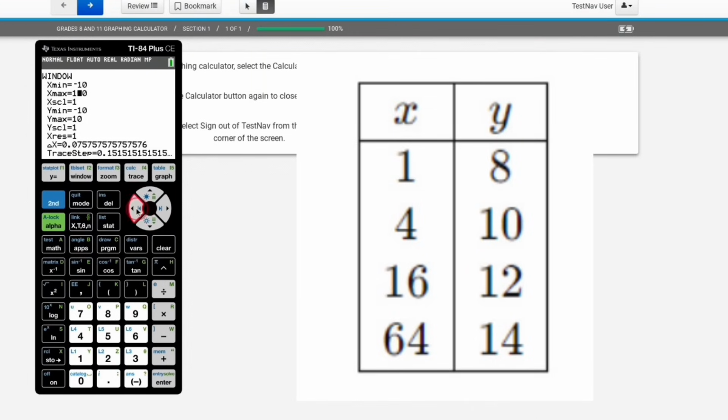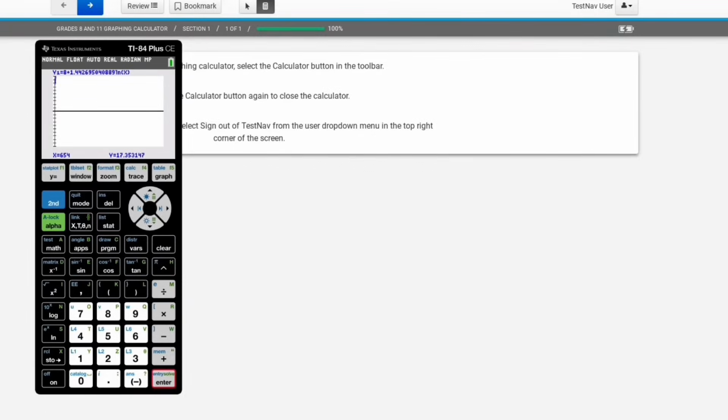So I need to change the window to make sure that I have 654. So I'll change it to 700, not 100, 700. Hit second, calc, value again, type that number 654, hit enter, and I get 17.35, blah, blah, blah. So that's what I'm going to get. I'm going to go back, select that answer, and I'll be done with it.